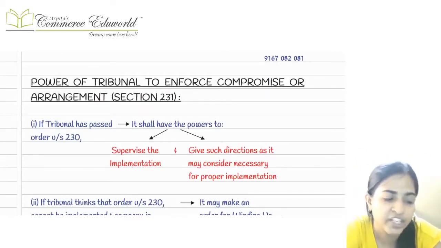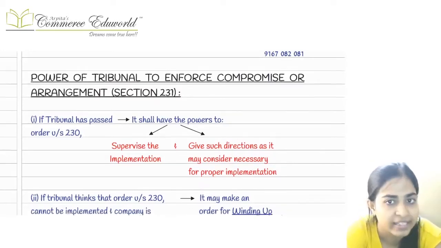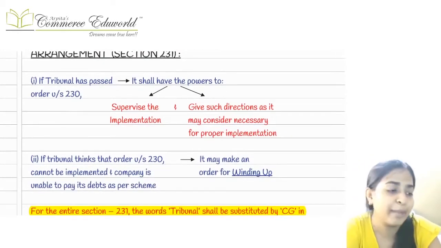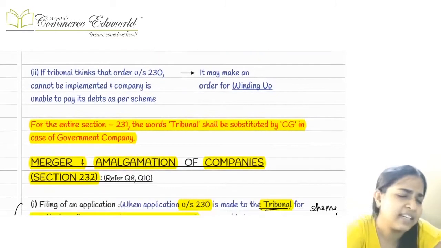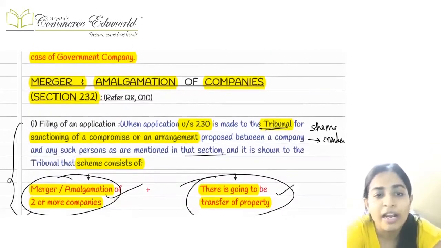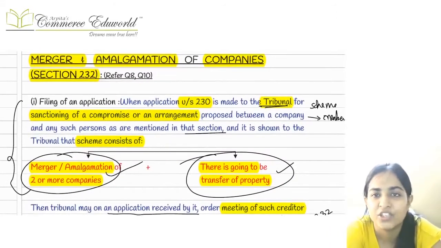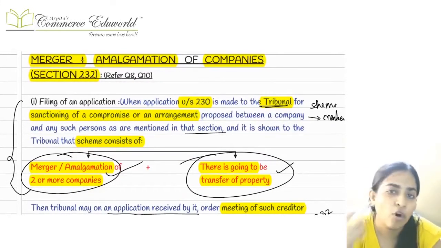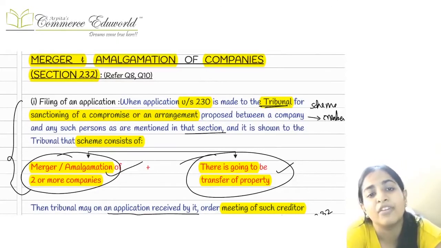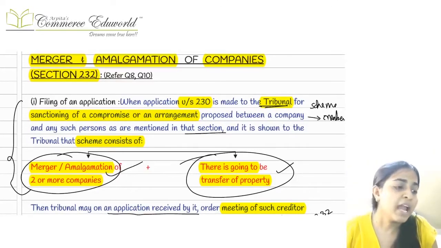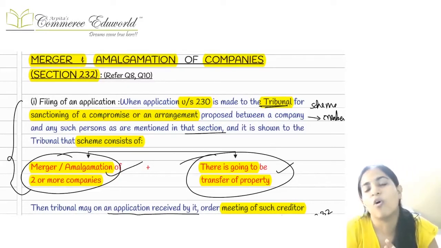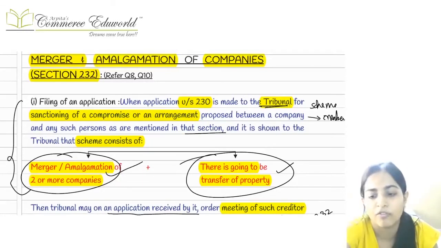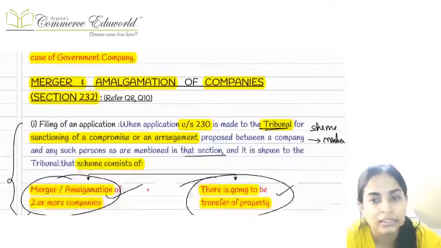The supervision and the directions can be done by the tribunal or the CG, as the case may be. And if at any time the tribunal or the central government thinks that this is not at all workable, then in that case it can simply order for winding up. See, internal reconstruction is one such way where we try to revive the company, where we have already decided that we don't want to close the company, but we want to revive it. If that does not work, then the last option that we have got is winding up. Then the tribunal can order for winding up in section number 231.